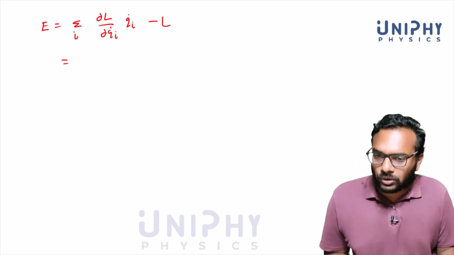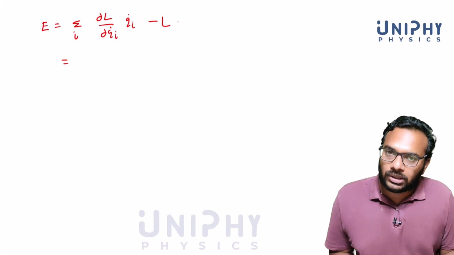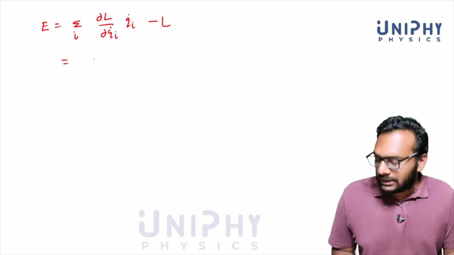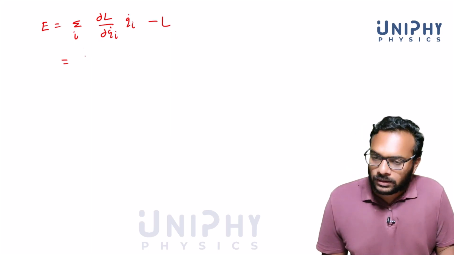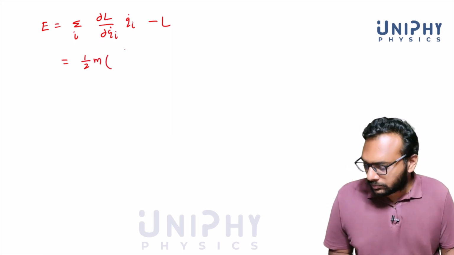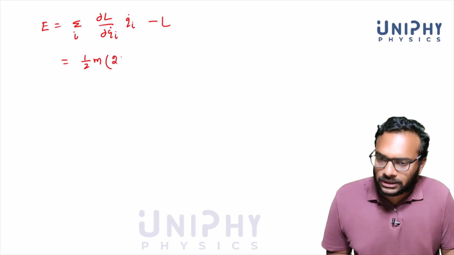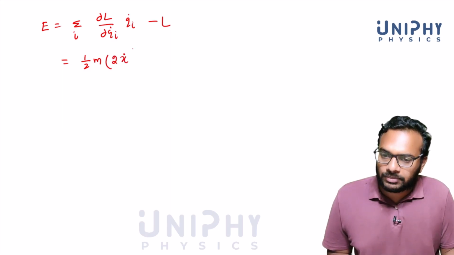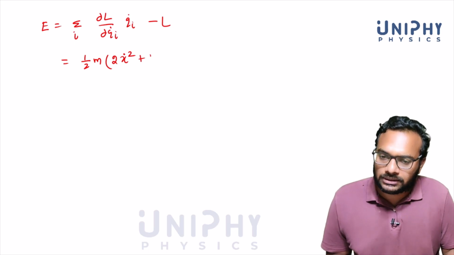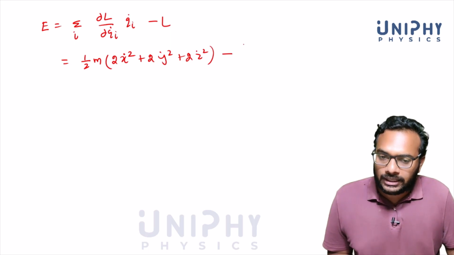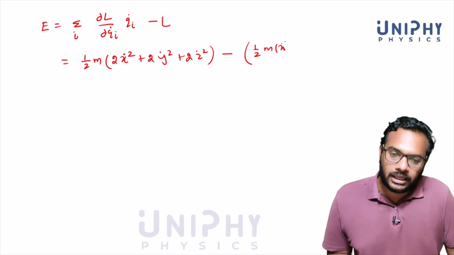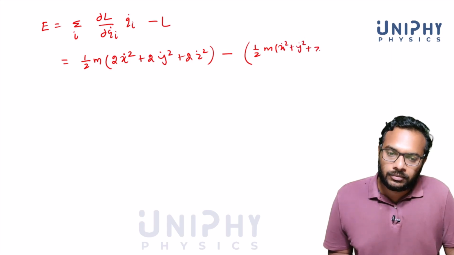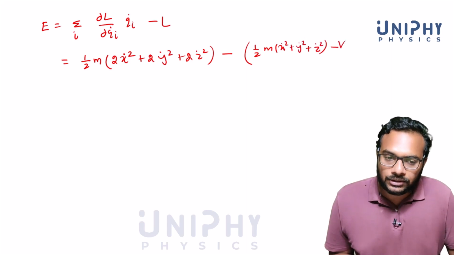So you do ∂L/∂ẋ plus ∂L/∂ẏ plus ∂L/∂ż, and what we get is half m. ∂L/∂ẋ is 2ẋ, and you multiply it by ẋ, so it becomes 2ẋ², plus similarly 2ẏ² plus 2ż², minus what was the Lagrangian? It is half m (ẋ² + ẏ² + ż²) minus V(x, y, z).